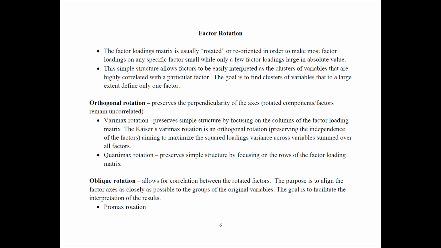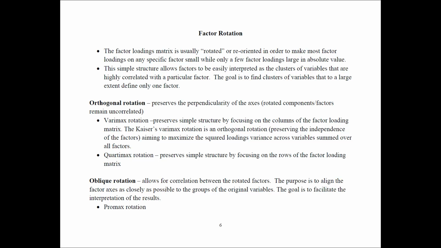And again, we want to be able to define clusters of variables that to a large extent define only one factor, because if you have original variables that load on several factors, then the interpretation gets a little bit harder. So there are 2 types of rotations typically used. One of them is called orthogonal and one of them is called oblique. The orthogonal rotation preserves the perpendicularity of axes. What it means is that these rotated components or factors remain uncorrelated with each other. And some people think that's a desirable property.